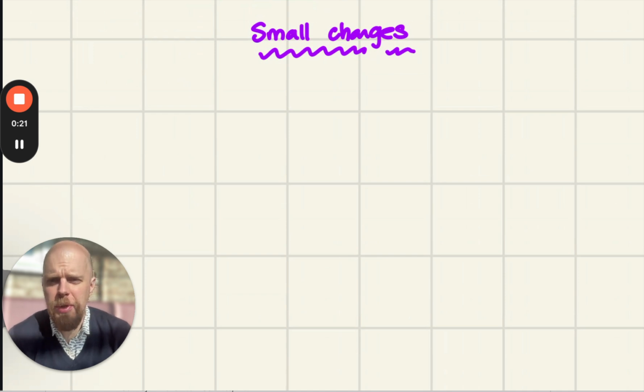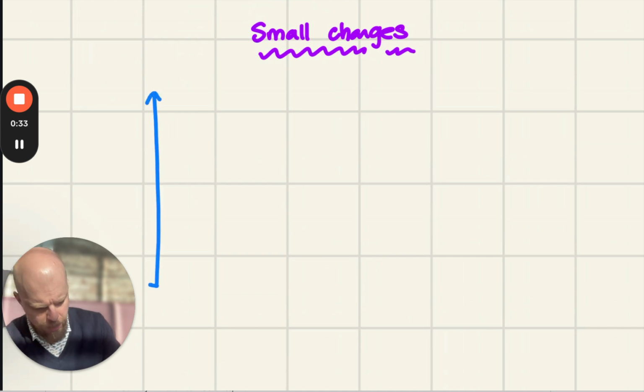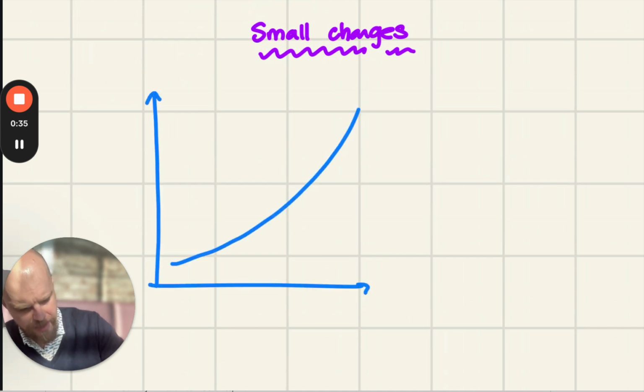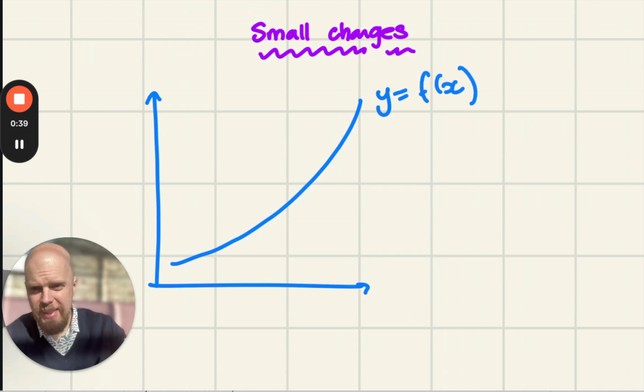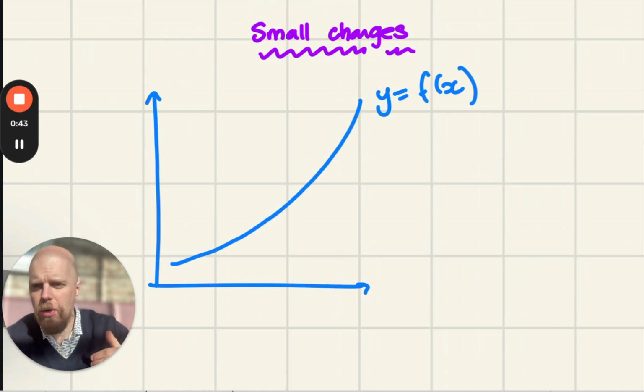In this next video, we're going to be looking at the small changes part of the 0606 additional mathematics course, on the chapter of differentiation. Now, if we think about a function, y equals f of x, and let's say it looks like this, what we want to be able to do is say if y changes a small amount or if x changes a small amount, what is the corresponding change in the x or the y?